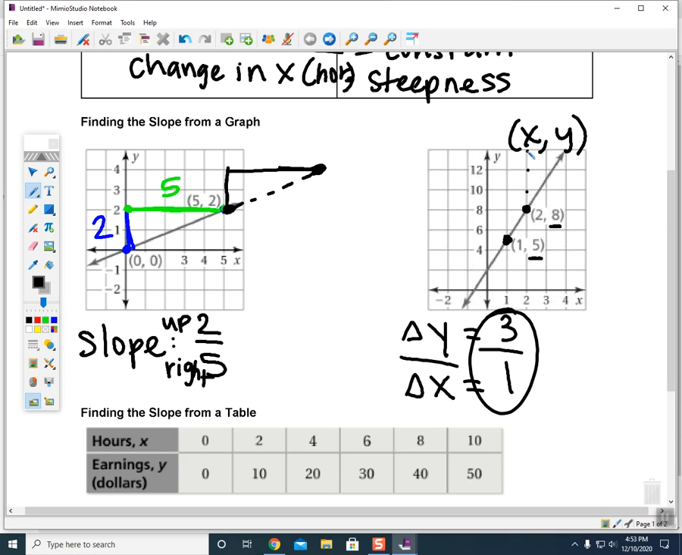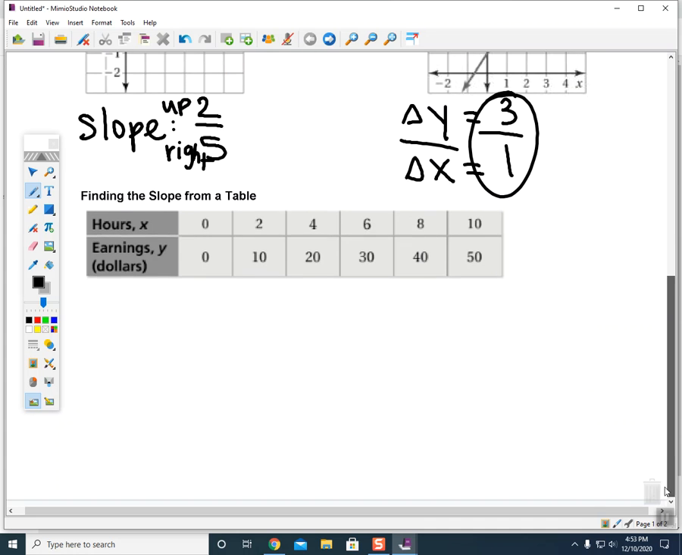Oh, that's why I was confused. Okay, so I have 8 values. To go up 3 would be 11 here, over 1 would be right here. This would be my next point, right? 3 over 1. So that's finding it from a graph.